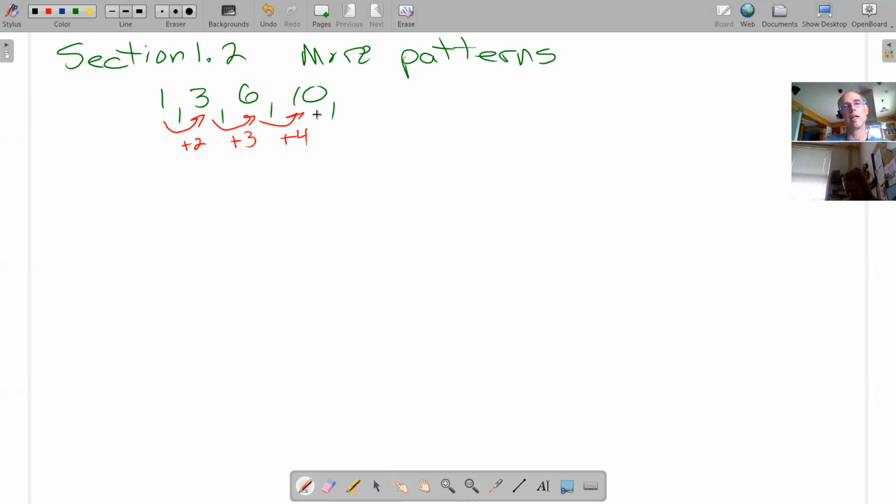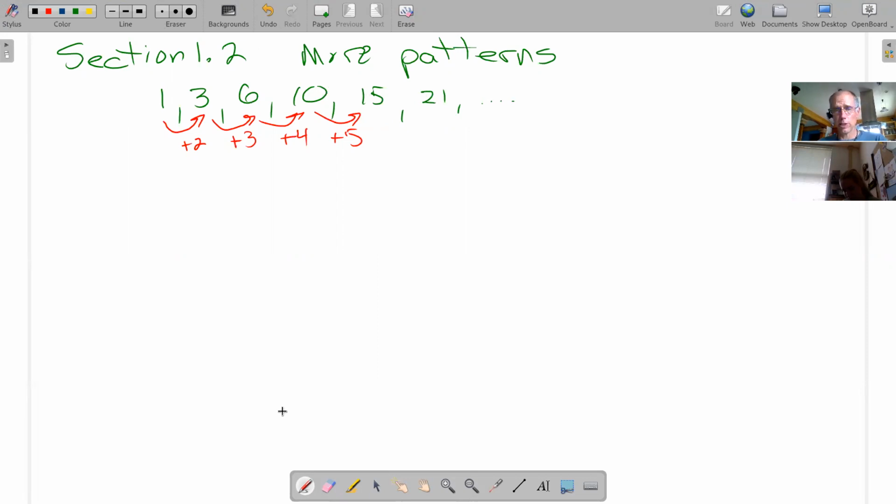And then I'm thinking, all right, I can continue that pattern. I can add 5 and keep on going. So I'm going to get 15, add 6, I'm going to get 21, and just keep moving on down there.